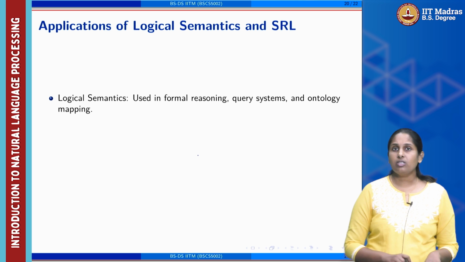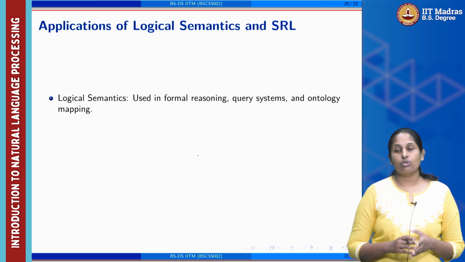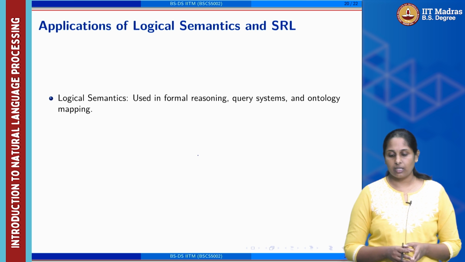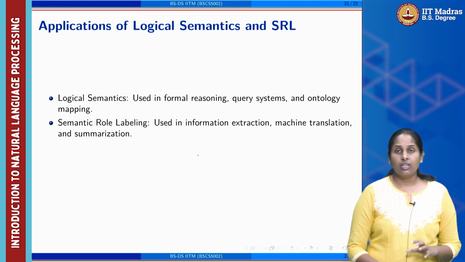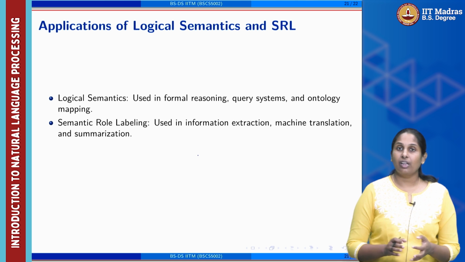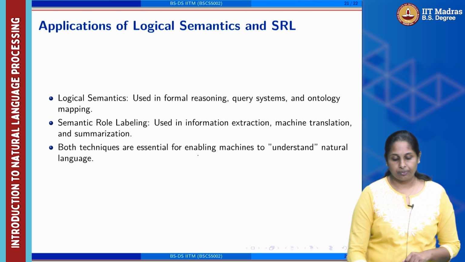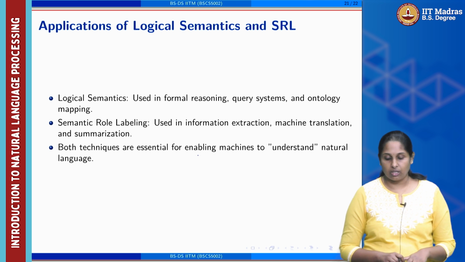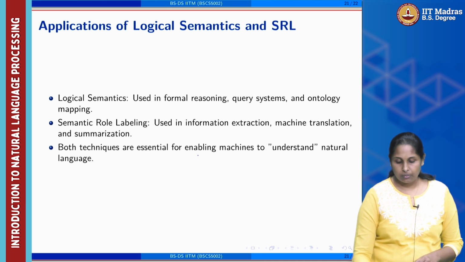Now the applications of these meaning representations: logical semantics is used in more formal reasoning, especially query systems and ontological mapping kinds of places. Semantic role labeling is used in information extraction, machine translation, and summarization. And both techniques are essential because they help the machine to understand natural language.